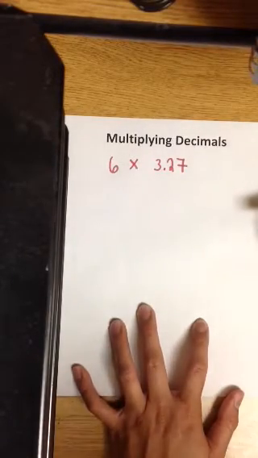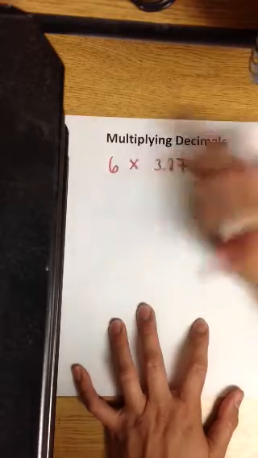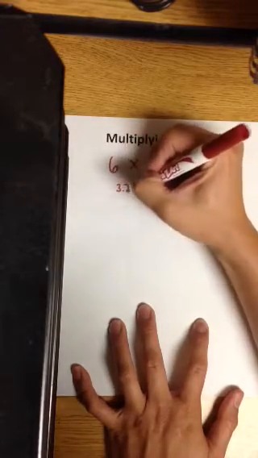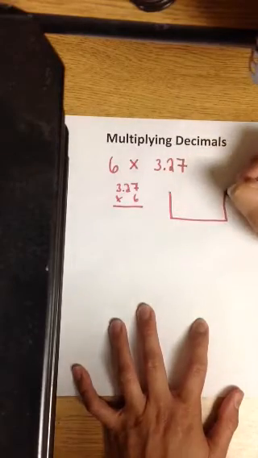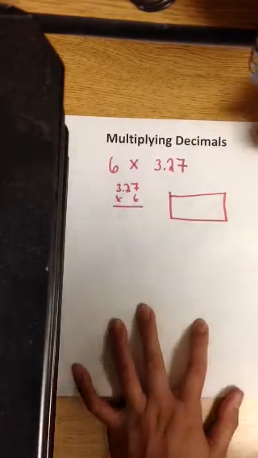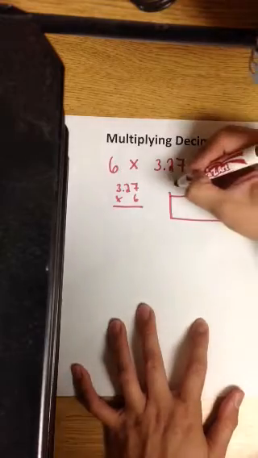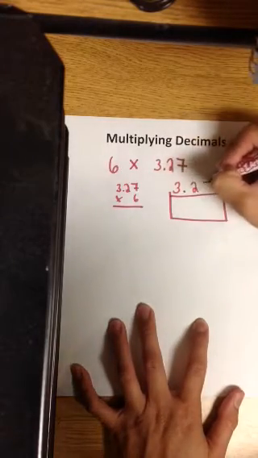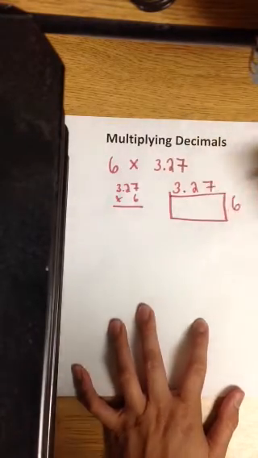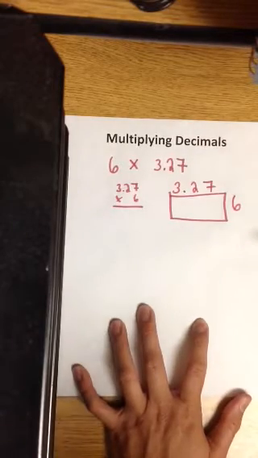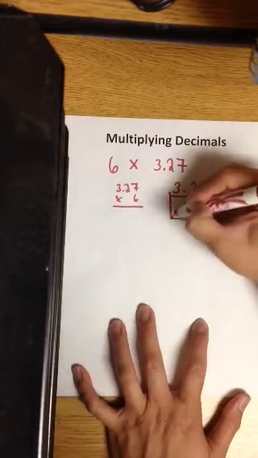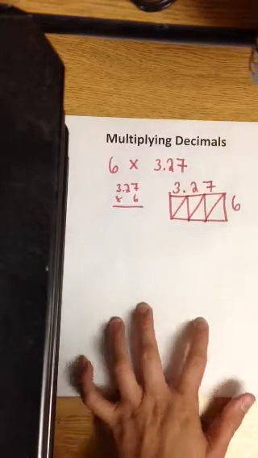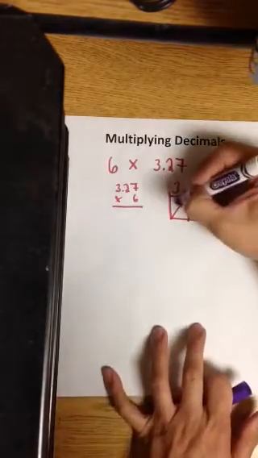A couple ways you do this. You can multiply normally, like this way, 327 times 6. I'm going to practice more with lattice multiplication because I realize lattice multiplication works really well when you multiply decimals. So it's 3.27 times 6 items. So again, to do lattice multiplication, you draw a line between the digits and you draw a diagonal. So what is 3 times 6?